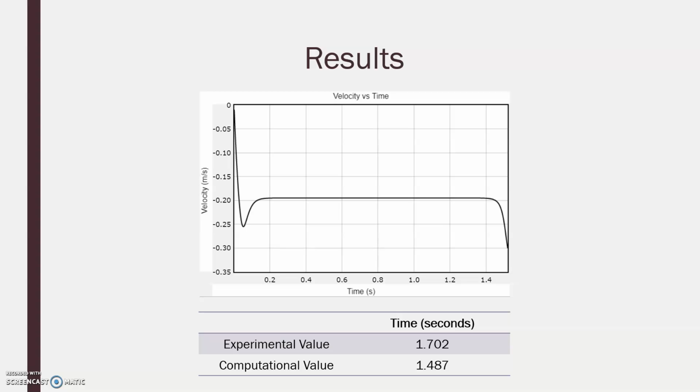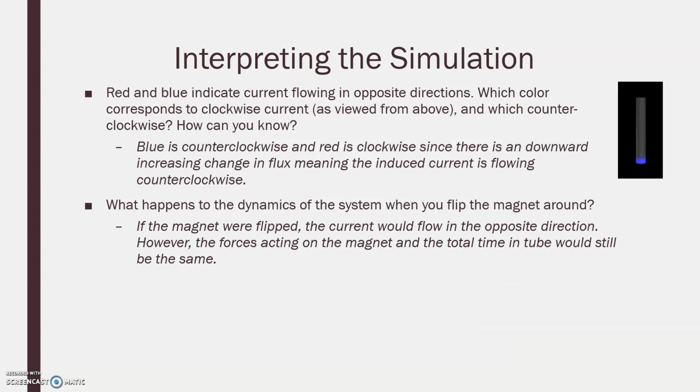The velocity versus time graph shown here presents the total amount of time it takes for the bar magnet to fall through an aluminum tube, which is 1.487 seconds, which is less than the experimental value of 1.702 seconds. Several questions arose when interpreting the simulation. The first states that the red and blue current indicate current flow in opposite directions. Which color corresponds to clockwise and which to counterclockwise current, and how can this be told? Blue is counterclockwise and red is clockwise since there is a downward increasing change in flux, meaning that the induced current is flowing counterclockwise.